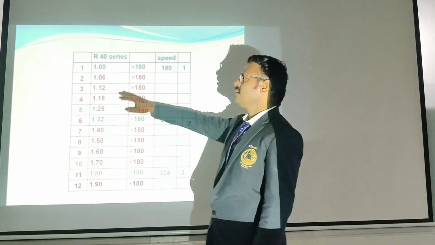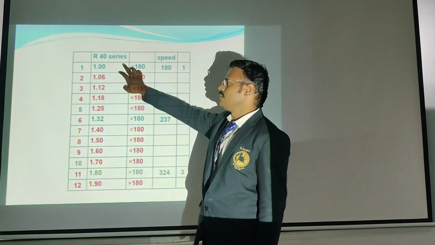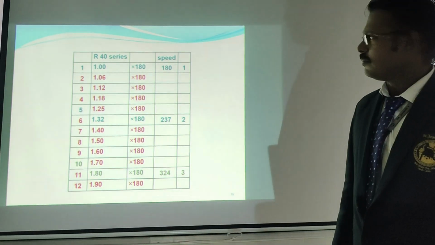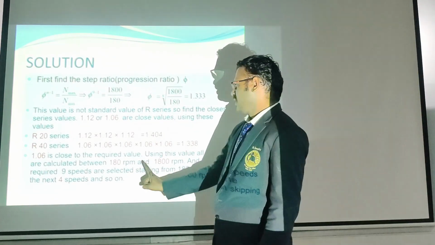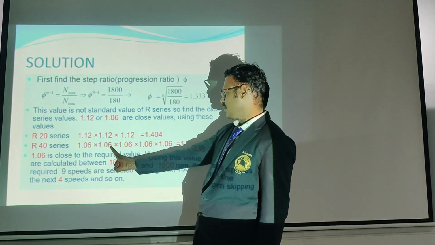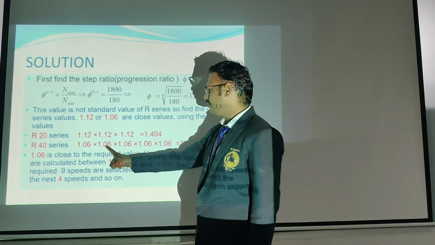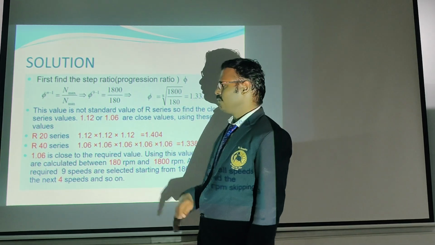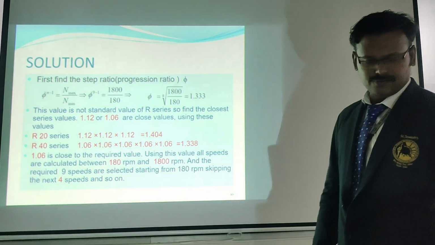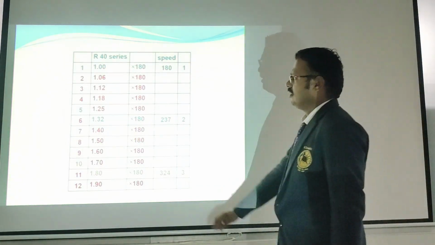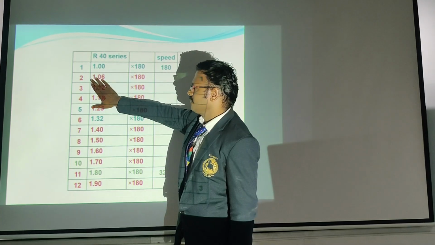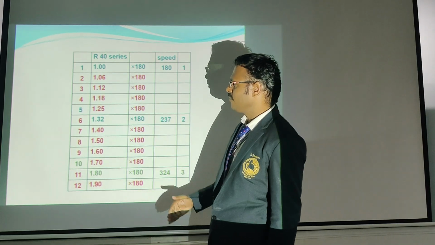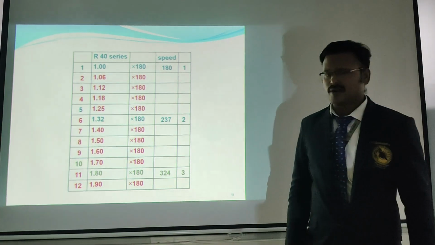So now I have taken R40 series from the data book. So 1.06, 1.12, 1.18. But here the main thing is we have chosen R40 series. The 1.06 value I have multiplied 4 times extra. So I need to skip 4 values from the data book R40 series values. So here 4 values I have skipped. Here also I have skipped 4 values. Like that I have to skip 4 values to get the required speed.